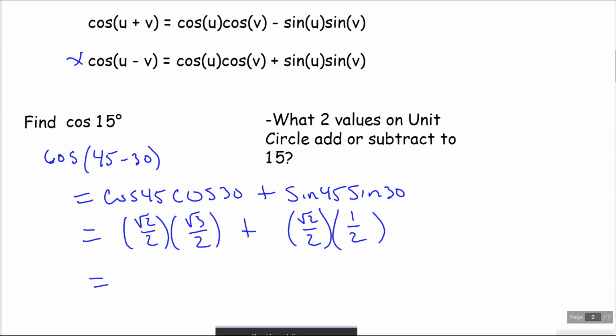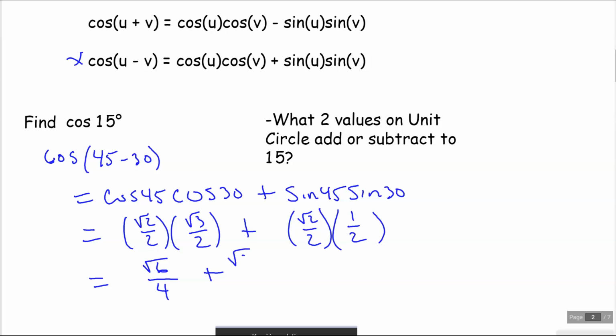Now here's the sum of the algebra. This is the simpler algebra of the two things we're going to look at. We multiply fractions. A root 2 times a root 3 is the square root of 6. And 2 times 2 is 4. When you multiply, you multiply the numerators and the denominators.